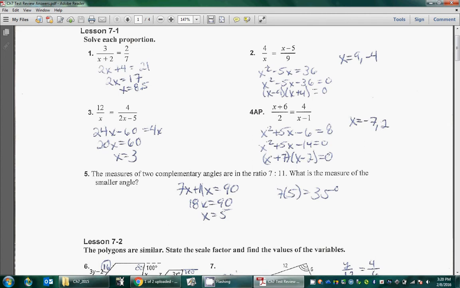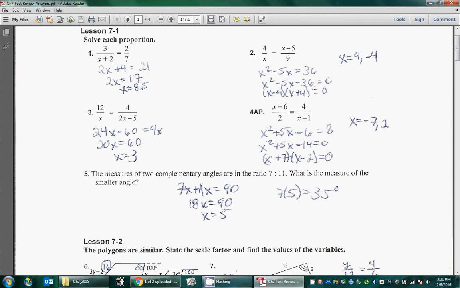For number 2, again, proportion, doing the same thing. So I've got 4 times 9 is 36, but in the other cross, I've got x times x is x squared, x times negative 5 is negative 5x. An issue that some people usually have with this, x times x, they accidentally write it as 2x. That'd be x plus x, okay? So x times x is x squared. So whenever I see that x squared term, that means I've got to move everything over to one side and have it set equal to 0. So in this case, I have to move the 36 over. So I get x squared minus 5x minus 36 equals 0.